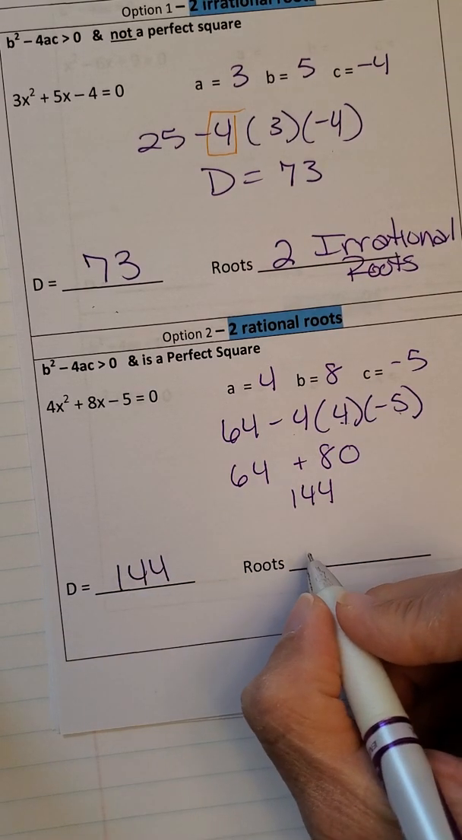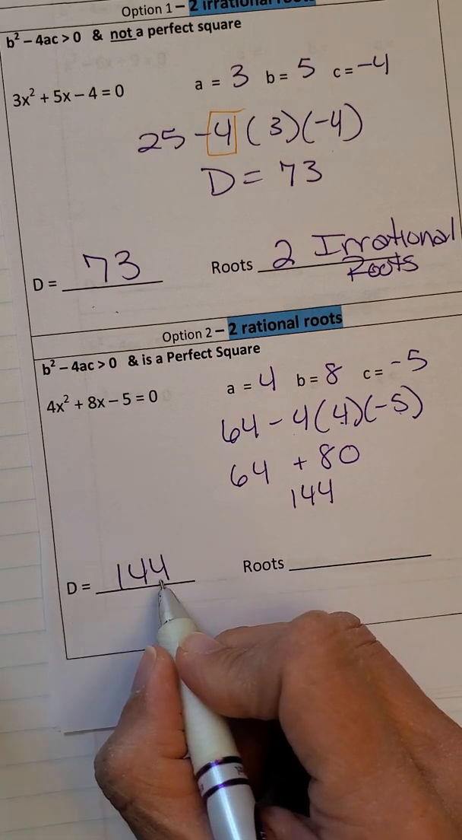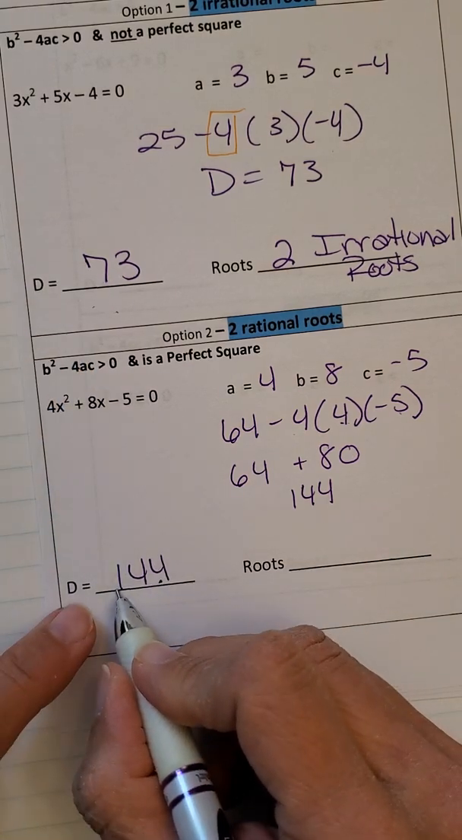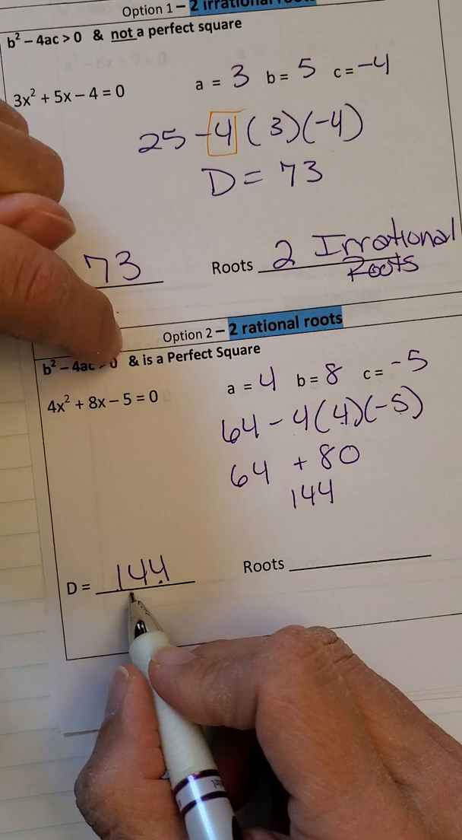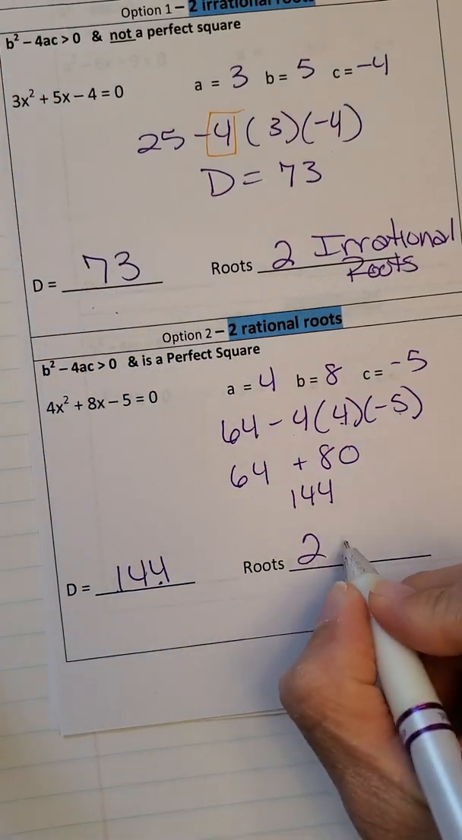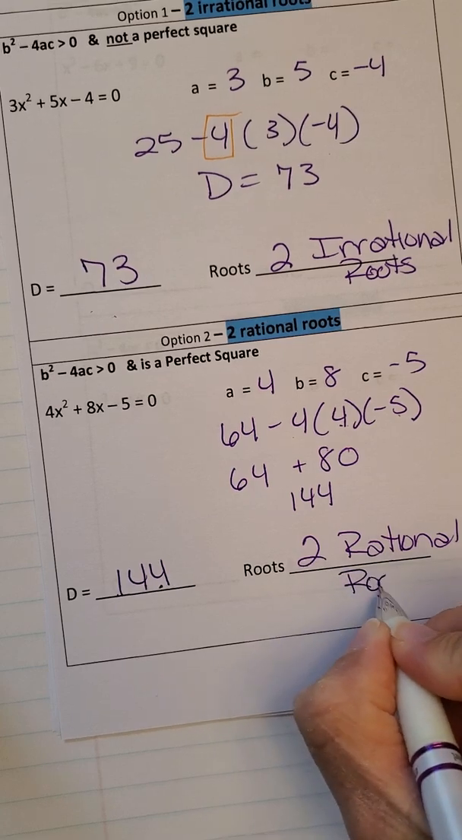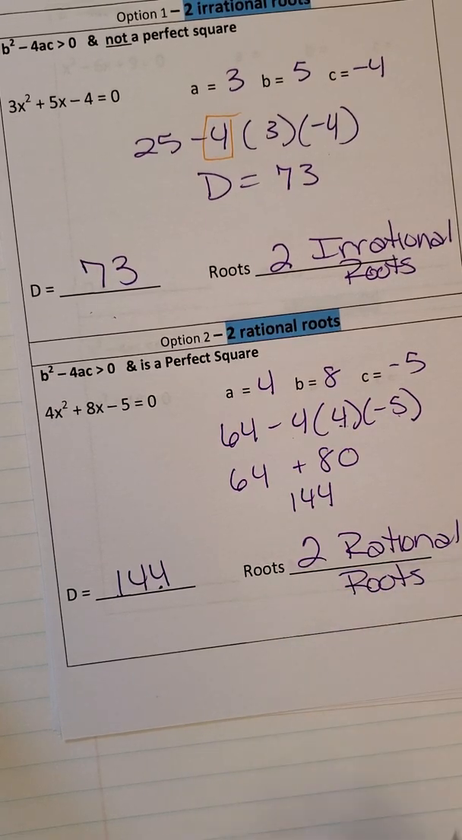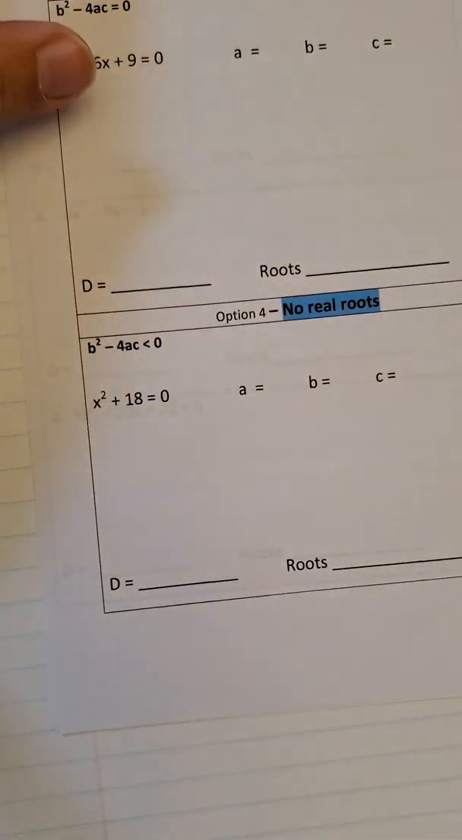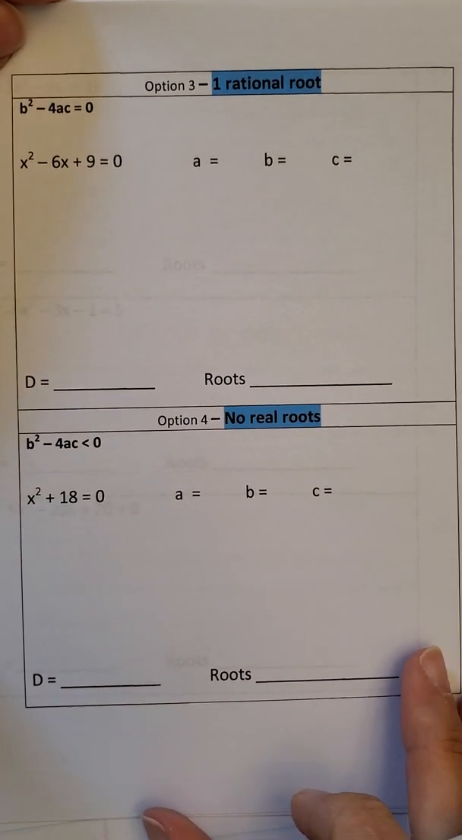How many roots does that tell me I have? When my discriminant is greater than 0, it's positive, and it's a perfect square, both of those, I have 2 rational roots. Okay, next 2 options. We've got 2 more options.